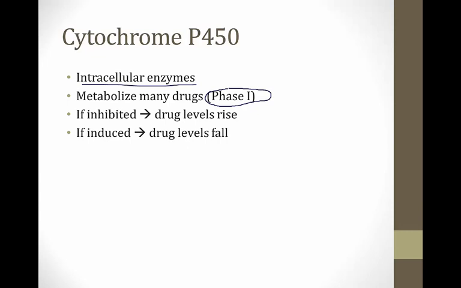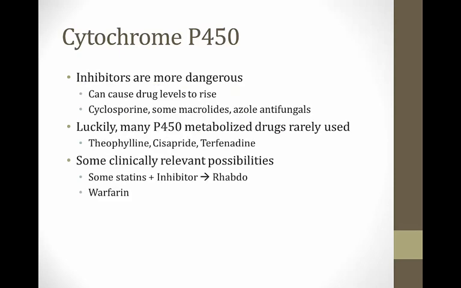If one drug is being metabolized by P450 and another drug inhibits that system, it will alter the effects and the levels of that first drug. So if you inhibit the P450 system, drug levels can rise if a drug is being metabolized by P450. If you induce the system, drug levels can fall. So inhibitors of the P450 system are the most dangerous because these can cause drug levels to rise and this can lead to toxicity. Some important inhibitors worth knowing are cyclosporin, some macrolides, and the azole antifungals.